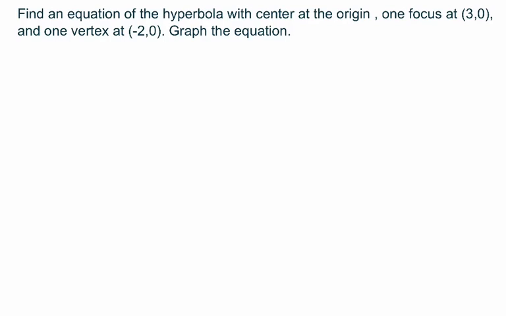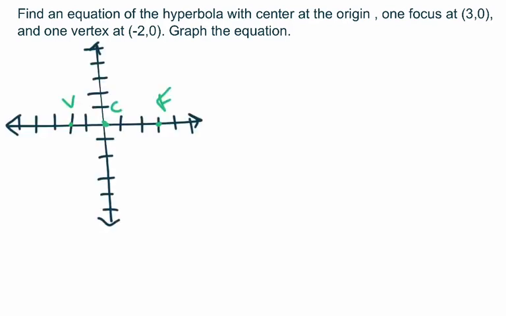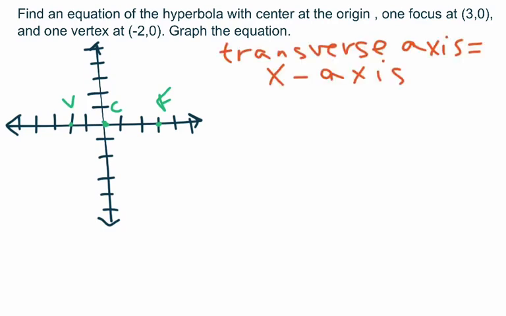Let's make a graph of what we have been given so far. We have a center at (0, 0), a focus at (3, 0), and a vertex at (-2, 0). Since the y-coordinate of our center, focus, and vertex is 0, we know that the transverse axis is the x-axis.